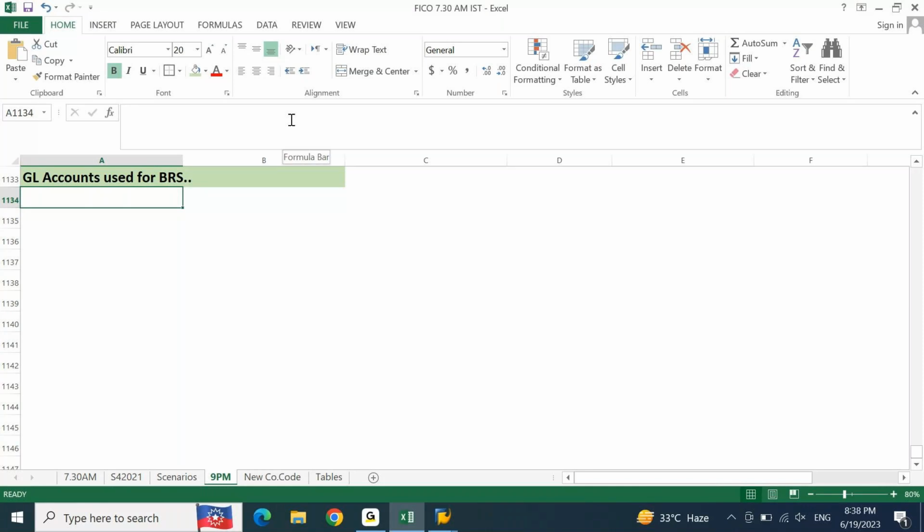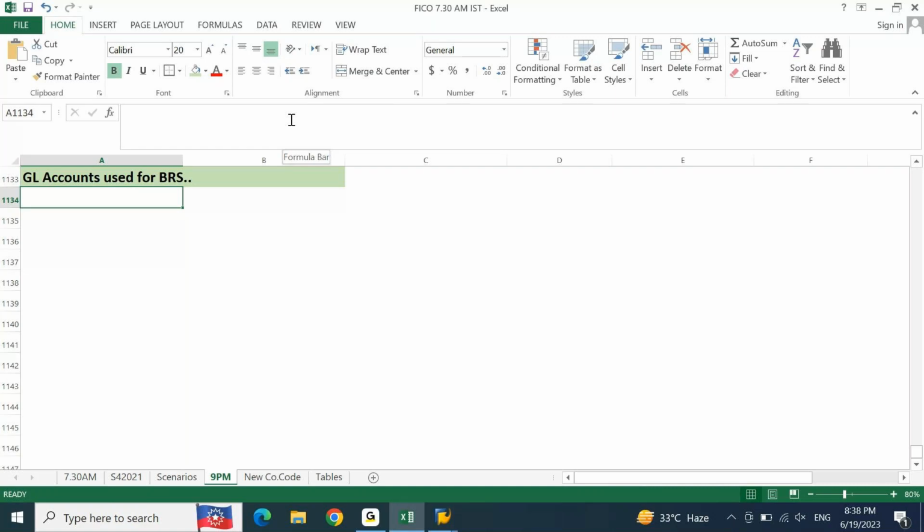This 10 GL account sequence ranges from what to what? What is the first number? What is the last number? 0 to 9. Correct. This 0 to 9 is called which account concept?